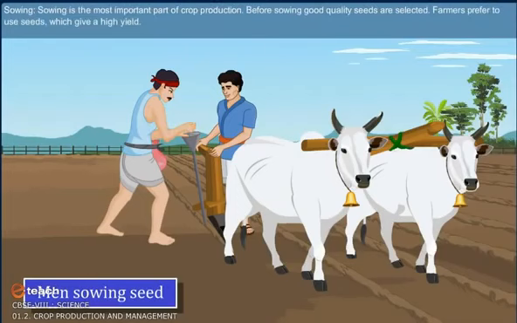Sowing. Sowing is the most important part of crop production. Before sowing, good quality seeds are selected. Farmers prefer to use seeds which give a high yield.